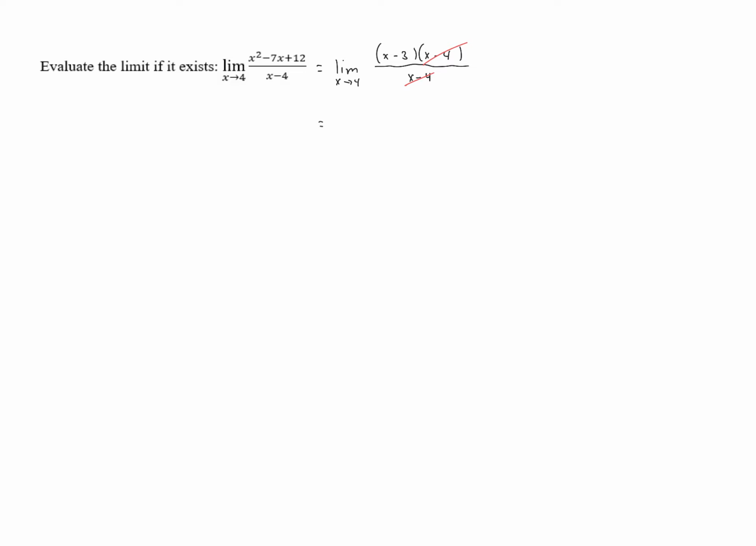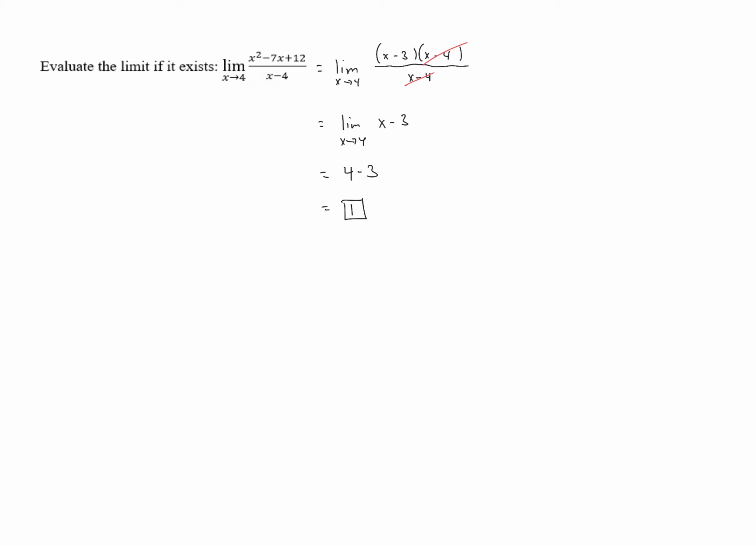And so then this becomes the limit as x approaches 4 of x minus 3. And there we can use direct substitution. Plugging that in gives us 4 minus 3, which is equal to 1. So in the end, that limit is equal to 1.